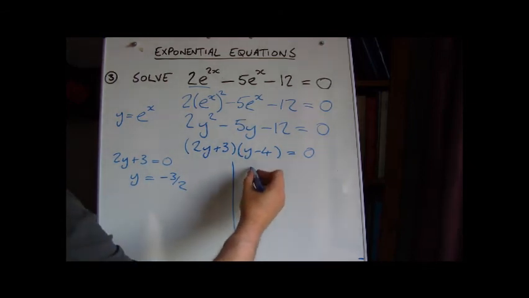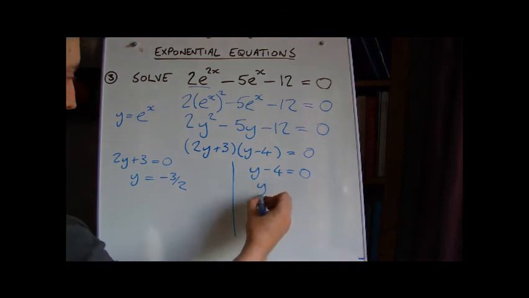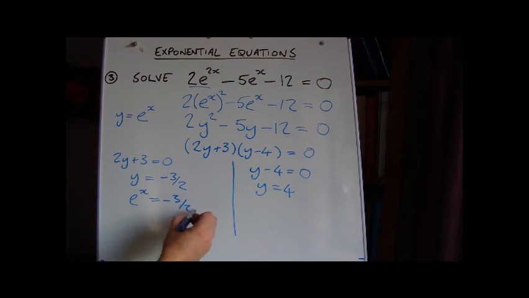The other one we've got y minus 4 equals 0. Rearrange that to get y equals 4. At this point we change back to the original variable. We need x, that's what we need to find. So this is what y is equal to. So here it means that actually e to the x equals minus 3 over 2.